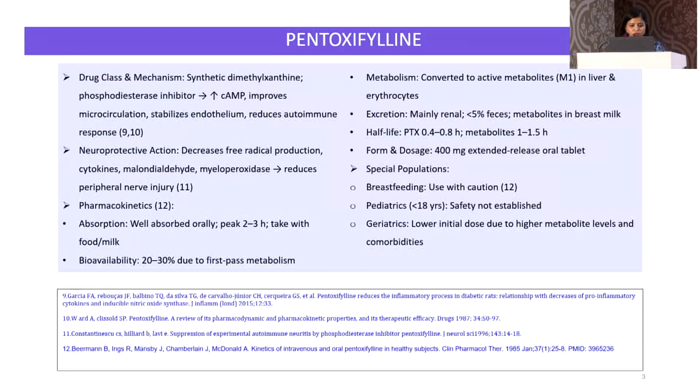It is well absorbed orally, and the peak absorption is between 2 to 3 hours. The bioavailability is 20 to 30% due to its high first pass metabolism, and it is converted into active metabolites in the liver and erythrocytes and mainly excreted through the kidneys. It is given in a dose of 400 milligram extended release oral tablets.